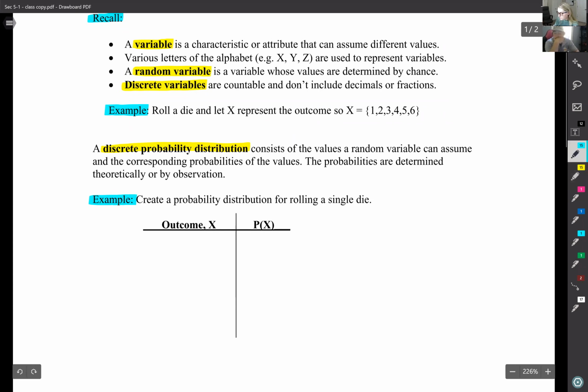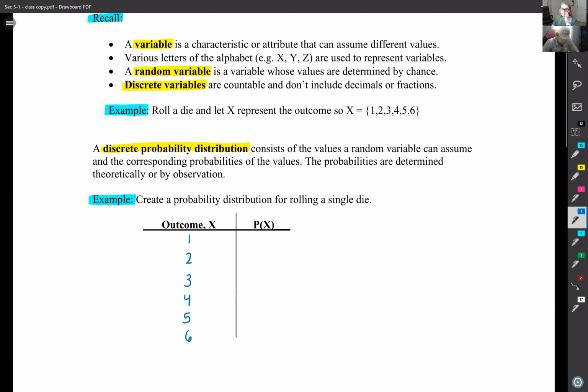So to do this example, like I said, it's probably going to seem like we've already done this. The possible outcomes from rolling a die are 1 through 6. So my X right here is going to be 1, 2, 3, 4, 5, and 6. And then in the column next to it, we're going to put the probabilities for rolling each of those possible numbers. Like it said, the probabilities are determined theoretically or by observation. We're just going to use the fact that the probability of rolling each of these numbers is 1 over 6. That's what we call theoretical probability.